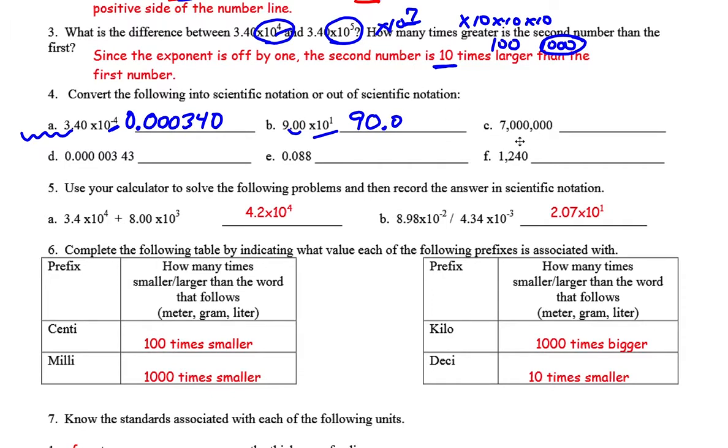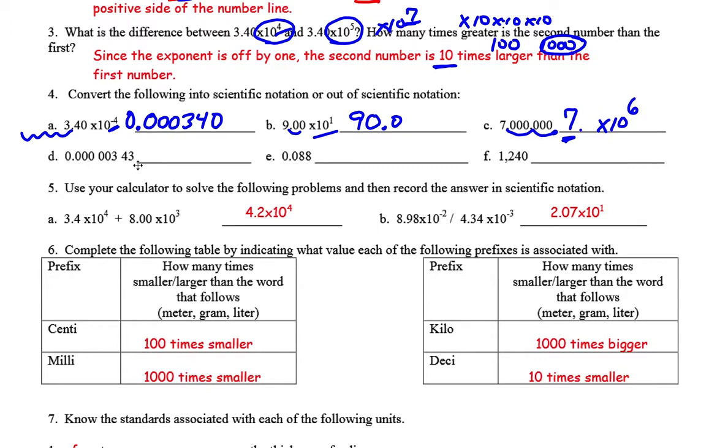This is a big number that we want to put into scientific notation. We don't see a decimal, so we assume it's here. We move it 1, 2, 3, 4, 5, 6, and that's when we stop. We want one number to the left of the decimal, whether you put the zero there or not doesn't matter at this point. So 7 times 10 to the, and we moved it 6 places.